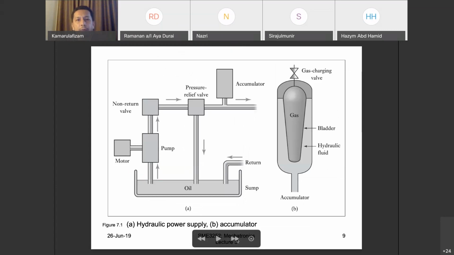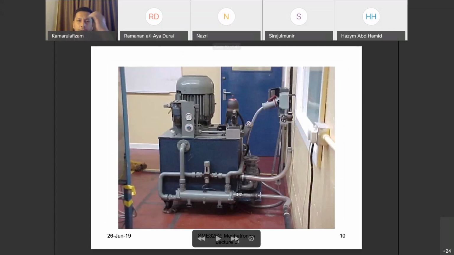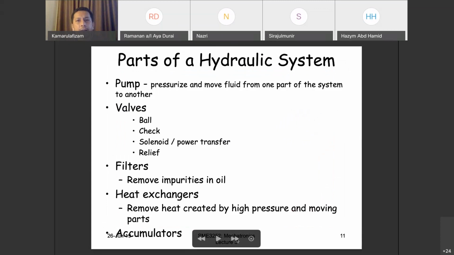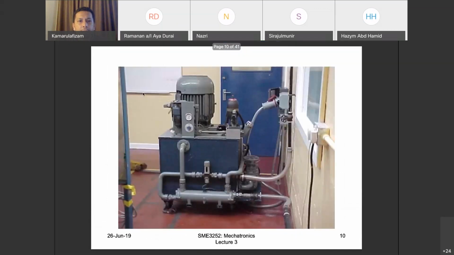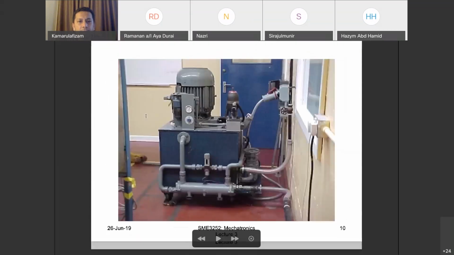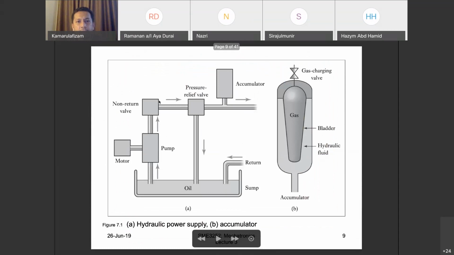Okay, ini pun benda yang lebih kurang sama lah sebenarnya macam tadi. Okay, ini contoh yang kita ada dekat lab. Alright. Hydraulic punya power pack. So parts dekat hydraulic power pack, for sure kita kena ada pump. Kalau macam tadi you all tengok, kat sini ada pump. Alright. Dan ada valve yang dekat sini. Okay, ni dua ni ada valve. This is one way valve ataupun non-return valve. This is a pressure bleeding valve.